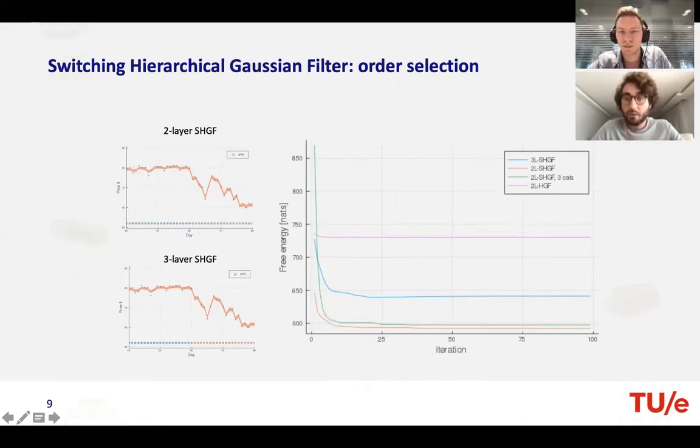And you can do the same with the categories as well. So let's assume that you start the 2-layer HGF with 2 categories and with 3 categories. Then we see that the 3-category HGF has a slightly higher free energy value compared to 2 categories. So that will mean that actually in your signal, there are 2 regimes that are governing the data generation.